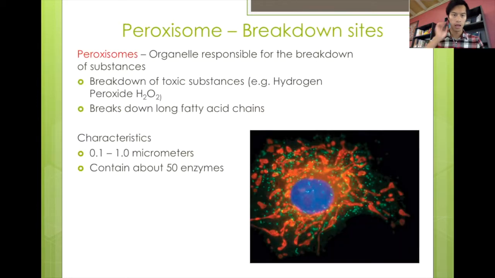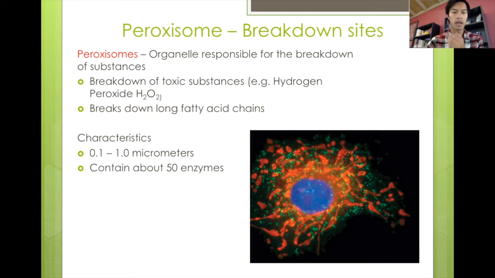Okay. The next one is peroxisomes. Peroxisomes are similar to lysosomes. Yeah, they're organelles that are also responsible for the breakdown of substances. However, they're not so much used in that recycling as they are in breaking down of toxic substances. Yeah. So, for example, hydrogen peroxide, which is H2O2, right? And so they're designed to break down long fatty acid chains.